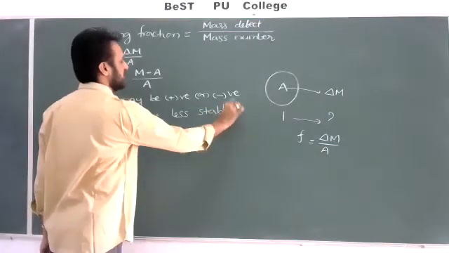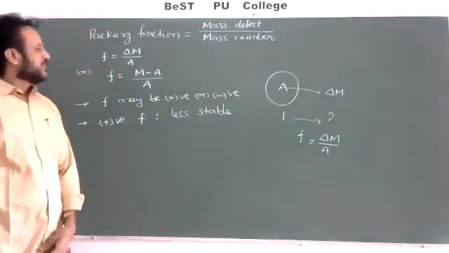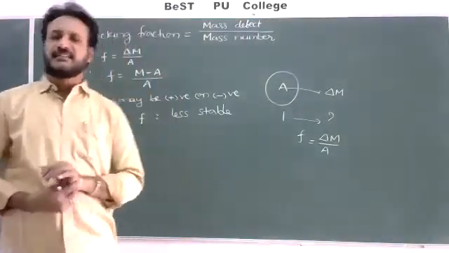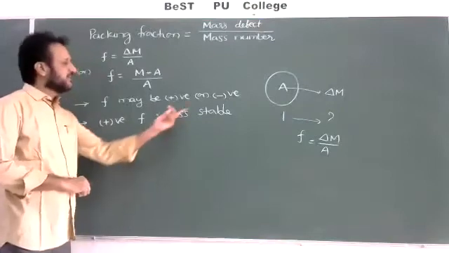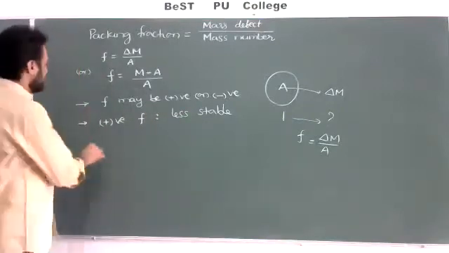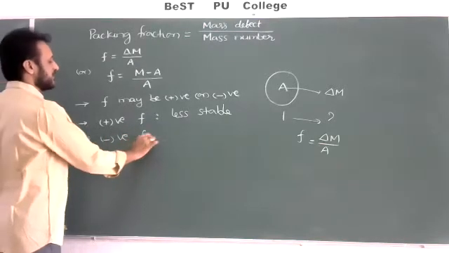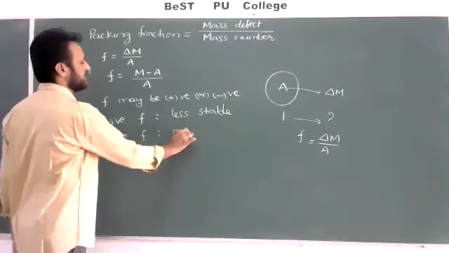So this theory question is important: what does a positive packing fraction indicate? Whatever nuclei are given, they are less stable; they have less stability. And a negative packing fraction indicates the nuclei are more stable.